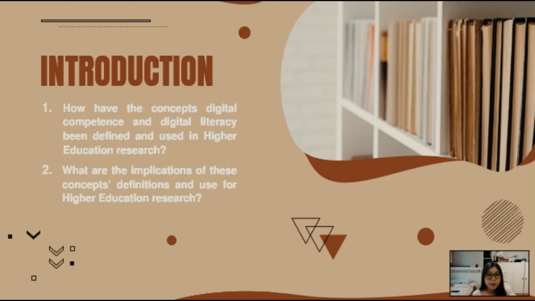In this review, they are interested in systematically exploring the use of these two concepts in higher education research to provide an understanding of research, and they formulate two questions in this review. First, how have the concept digital competence and digital literacy been defined and used in higher education? Second, what are the implications of these concept definitions and use for higher education research?